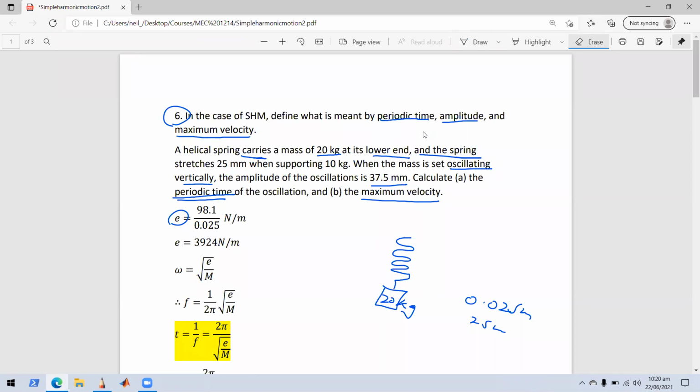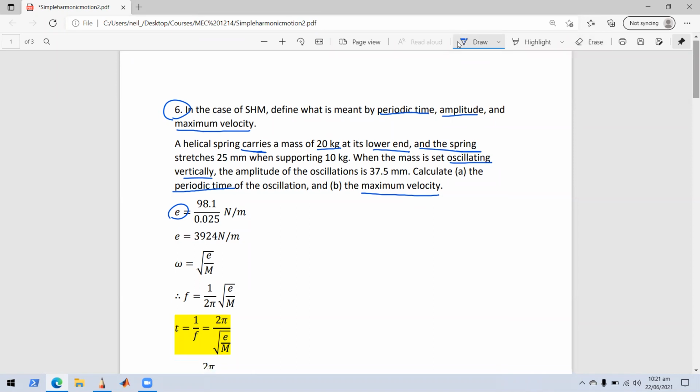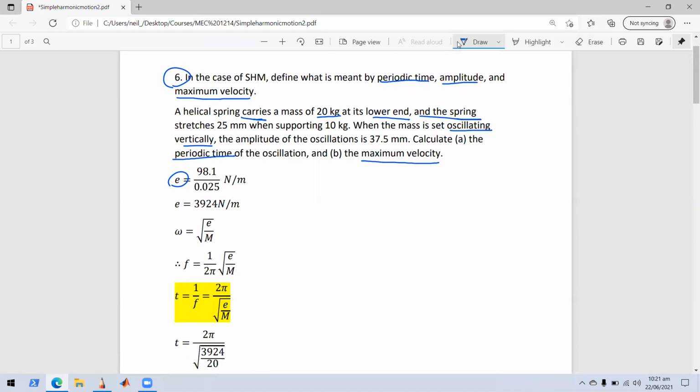Okay, good. Now, when the mass is set oscillating vertically, the amplitude of the oscillation is this. Calculate the periodic time of the oscillation and the maximum velocity. All right, so for periodic time, we usually find frequency and then invert it, find the reciprocal of that to find time. And for frequency, we usually get that from angular frequency, which is this omega sign here, and we divide that by 2 pi. So we need a formula for omega. So this is the formula here.